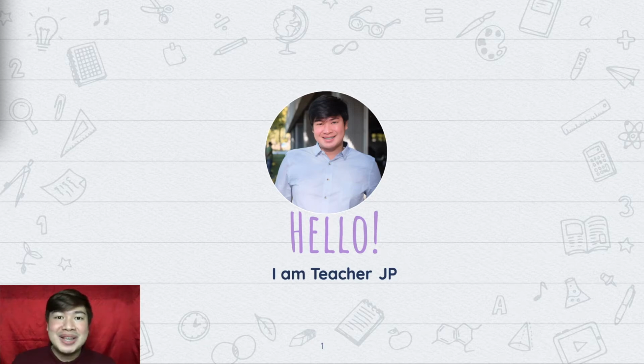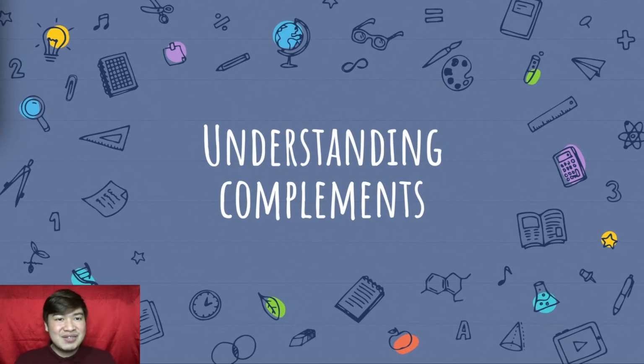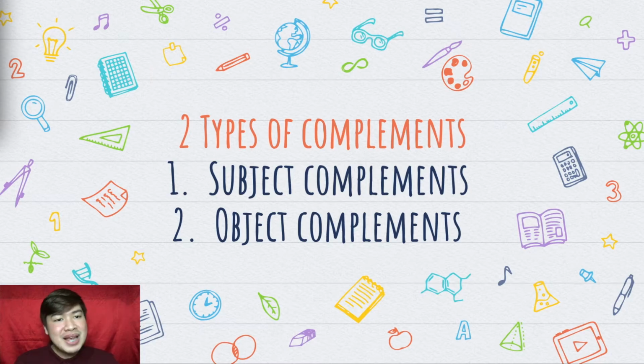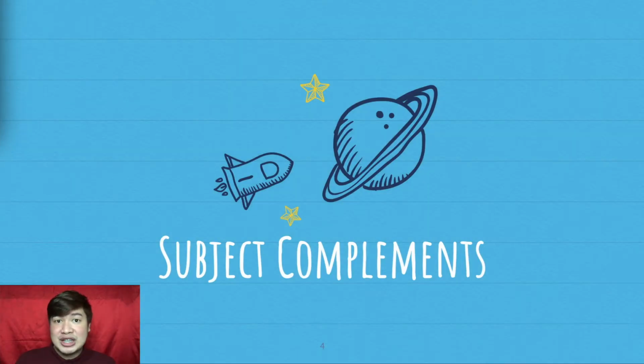I am here because I want to extend my knowledge to all of you and help you understand English grammar easily. In this video, you will learn about understanding complements and how you can use them. So we have two types of complements. It can either be a subject complement or an object complement. Now let's proceed to the first one, which is the subject complement.